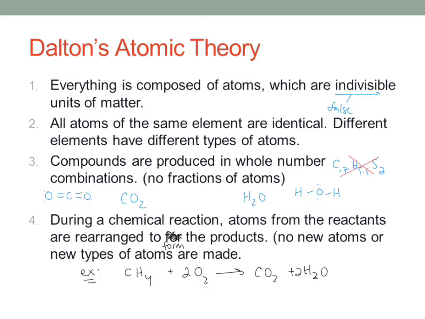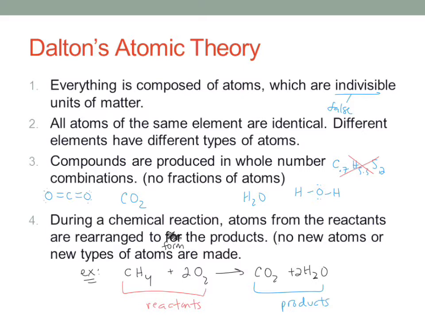So here's an example of a chemical reaction. And so if we apply what's in the fourth postulate here, saying that atoms from the reactants are rearranged to form the products, this left-hand side are the reactants. And the right-hand side are the products.